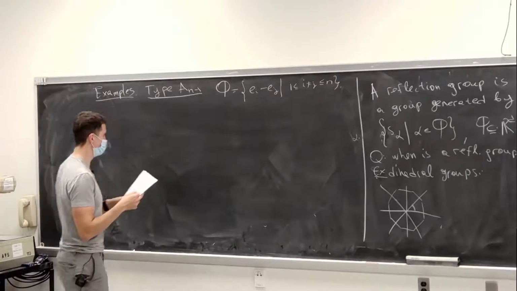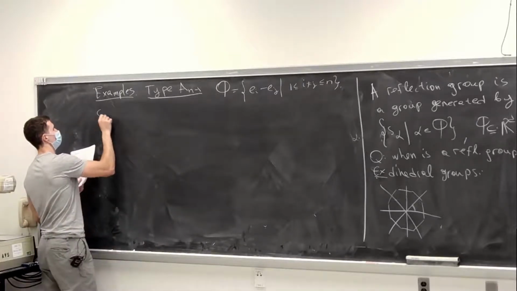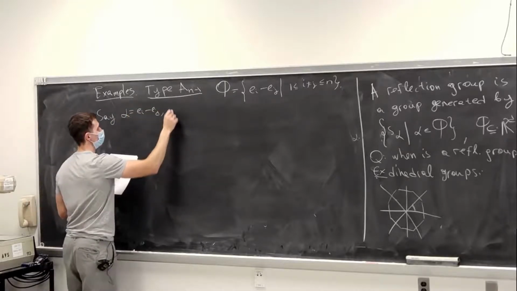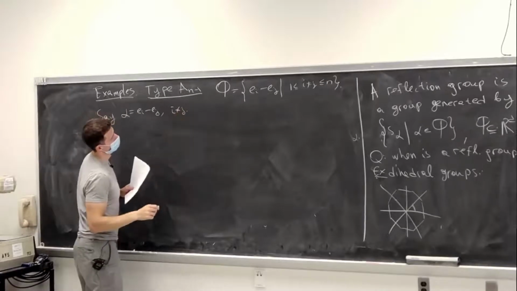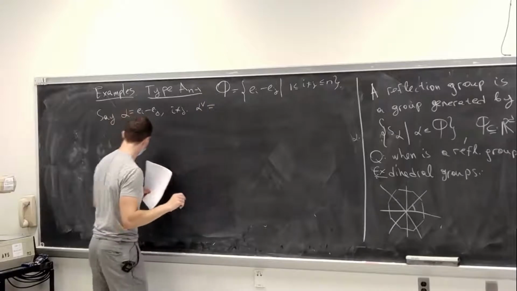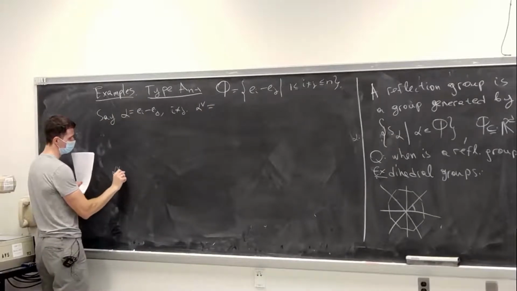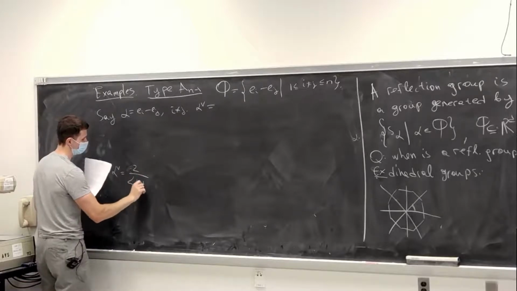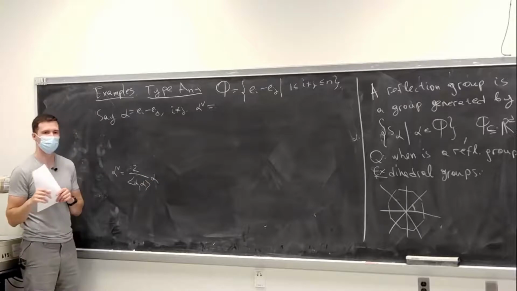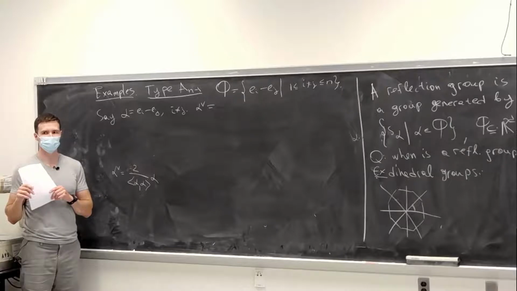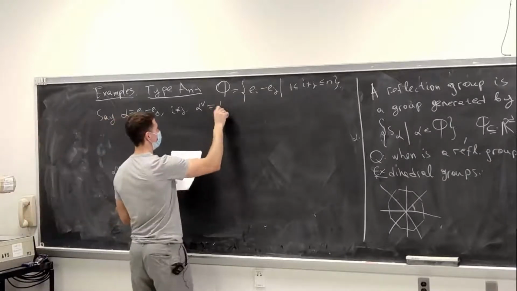How do I check that this is a root system? Let's say alpha is of the form e_i minus e_j, where i is not equal to j. First of all, what is alpha check? And let me remind you that alpha check was 2 over alpha. That's just alpha.